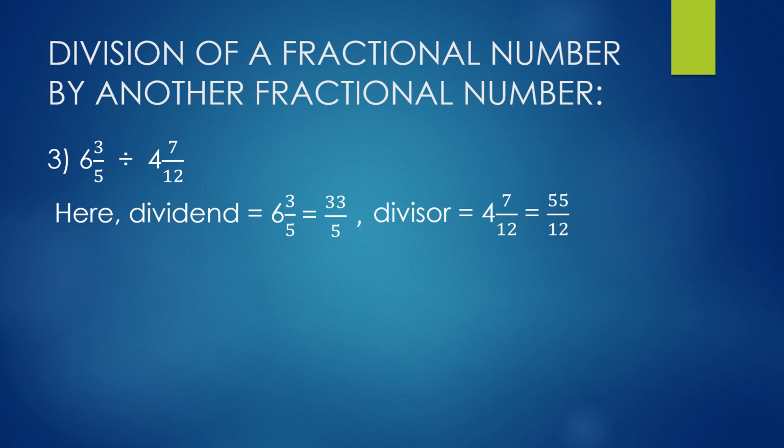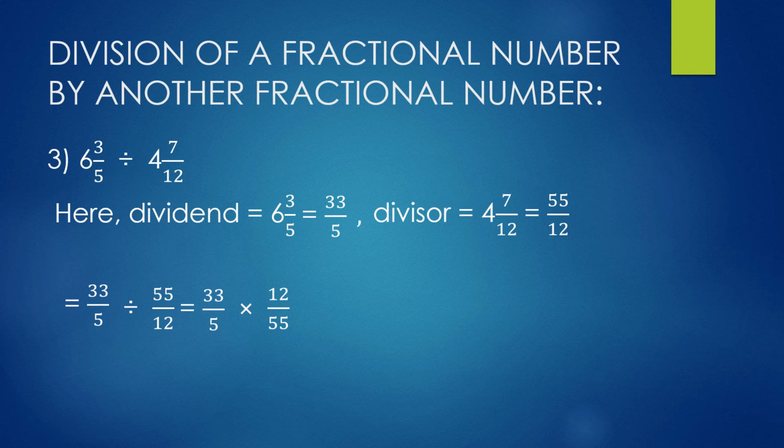If we convert mixed number into improper fraction, then the next step is 33 upon 5 divided by 55 upon 12. To divide, first change division sign to multiplication sign and multiply by the reciprocal of the divisor. So write down 33 upon 5 as it is. Change division to multiplication. So write down multiplication sign. And the reciprocal of the divisor 55 upon 12 is 12 upon 55. So write down 12 upon 55.